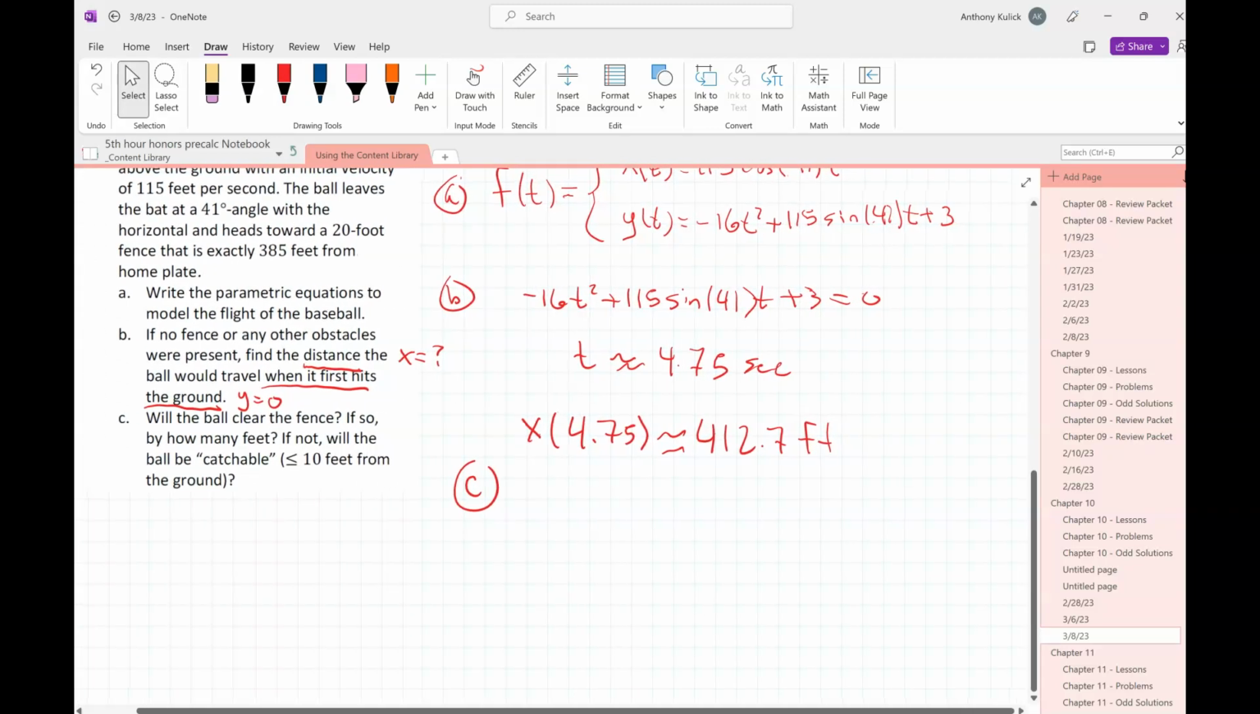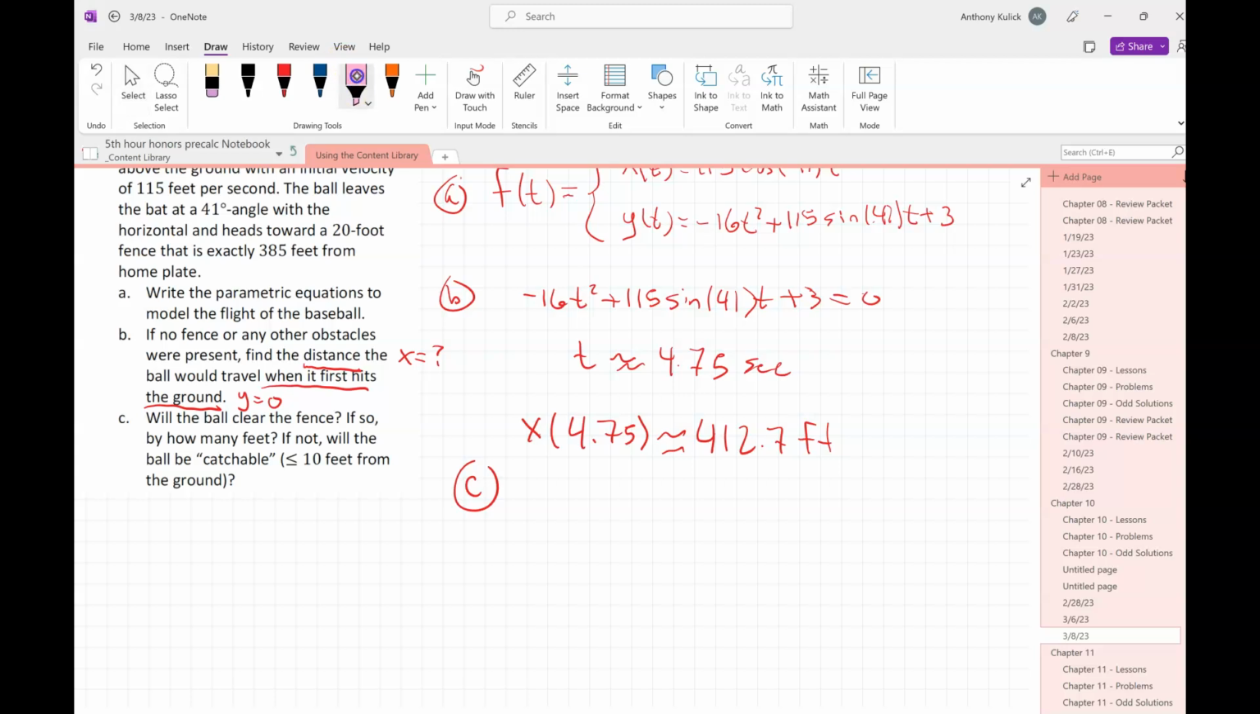And then for part C, it asks, will the ball clear the fence? If so, by how many feet? If not, will it be catchable, i.e. less than 10 feet from the ground? So here, what we're interested in is the value for y when x is 385, because that's how far away the fence is. Does that feel okay there?